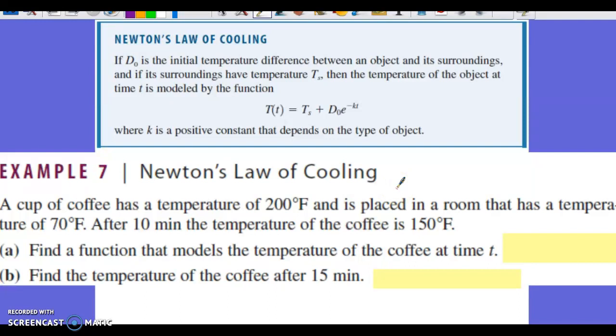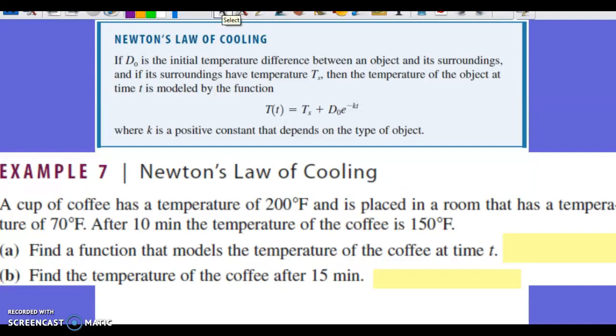So what we're going to do is come up with an equation. I've got the situation where I have a cup of coffee and it's 200 degrees. The room that it's in is 70 degrees. Obviously, the room is going to affect how quickly your coffee cools. After 10 minutes, the temperature of the coffee is 150 degrees.